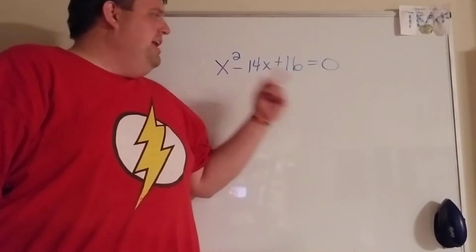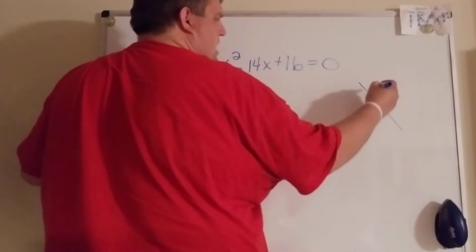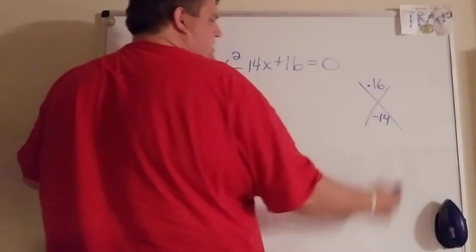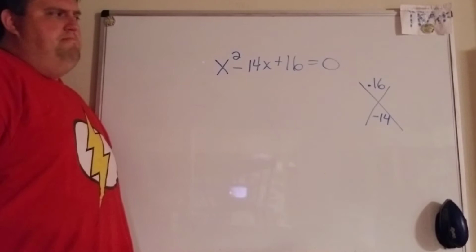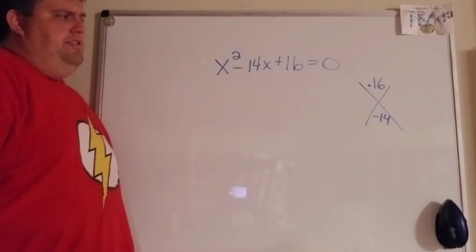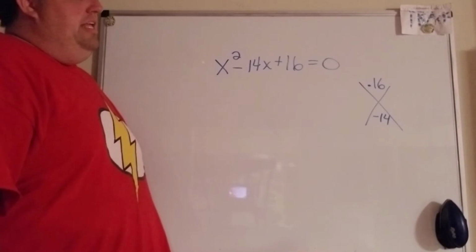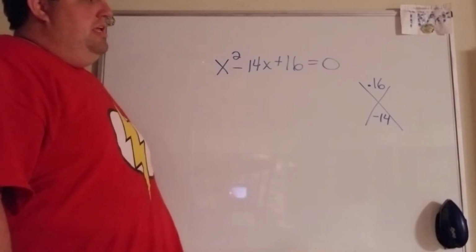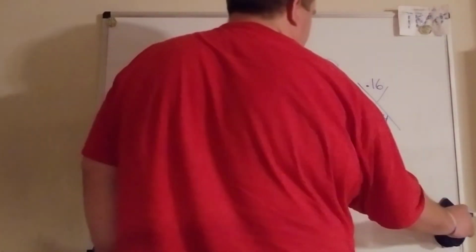I know it could factor, but I don't know if you guys noticed this or not. I don't know anything that multiplies to give me 16 that adds to give me negative 14. Right? 8 and 2 doesn't work, 16 and 1 doesn't work. There's not really a lot of options there. 4 and 4, no good. So it doesn't really factor.